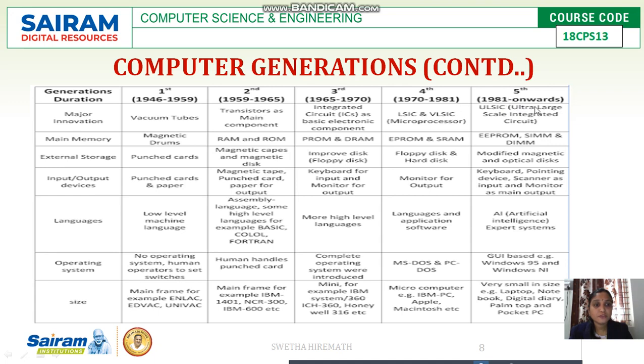Then in the fifth generation, ultra large scale integrated circuits were included. Main memory consisted of magnetic drums in the first generation. In the second generation, RAM and ROM, PROM and DRAM, EPROM and SRAM, EEPROM, SIMM and DIMM came in the fifth generation. For external storage, there were punched cards, magnetic tapes and magnetic disks, then improved disks, the floppy disk and hard disk, and modified magnetic and optical disks.